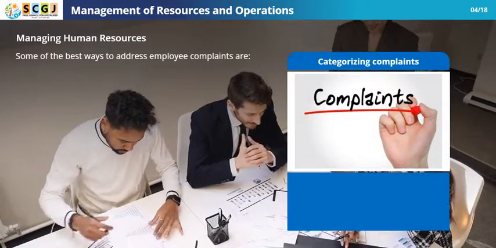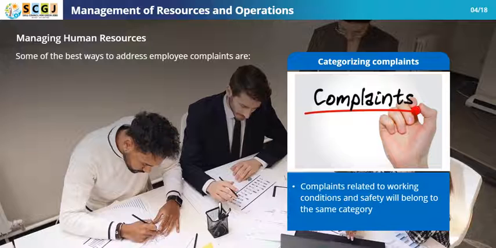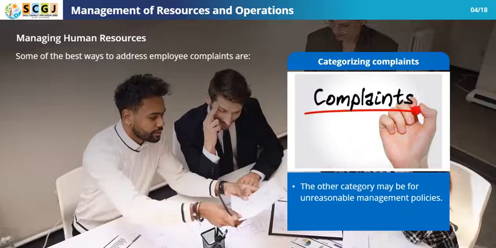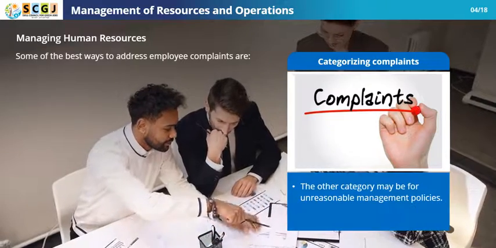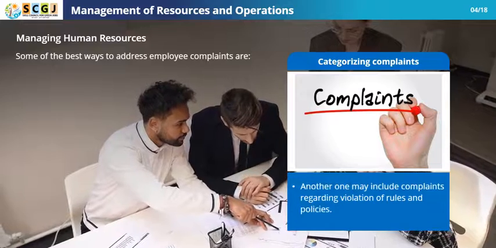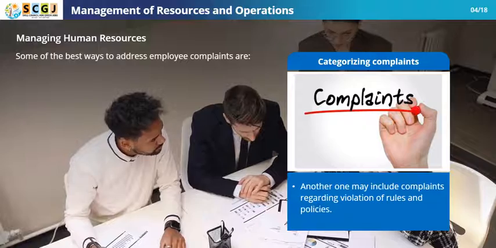2. Categorizing complaints. After receiving complaints from the employees, the need is to categorize these complaints. Complaints related to working conditions and safety will belong to the same category. The other category may be for unreasonable management policies. Another one may include complaints regarding violation of rules and policies.